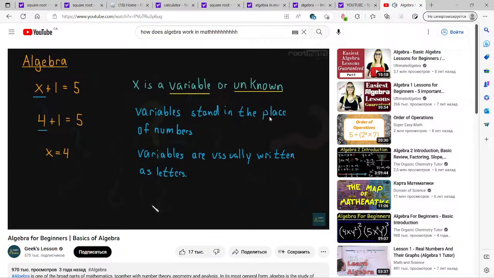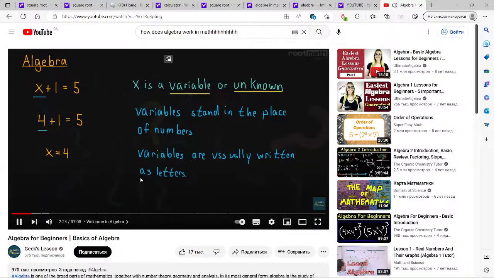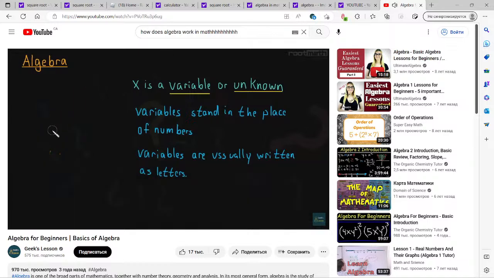But it doesn't have to be x. In fact, let's see another example of an equation with a variable. So how about a plus 10 equals 12?